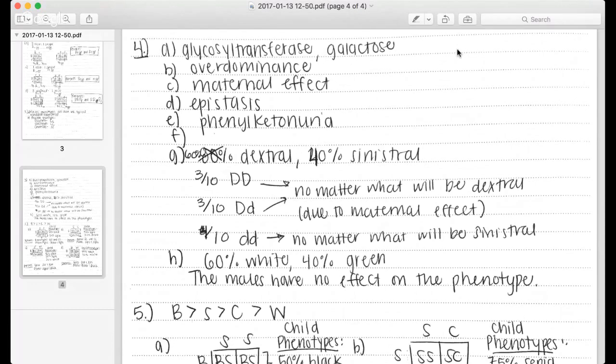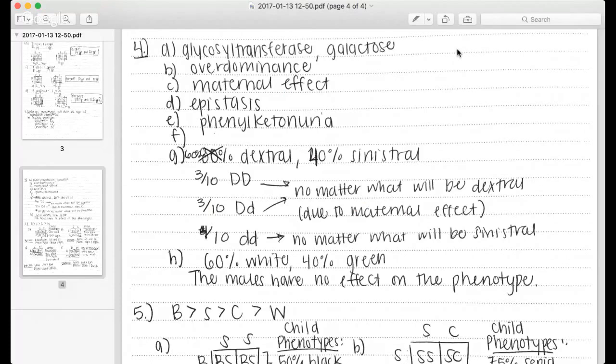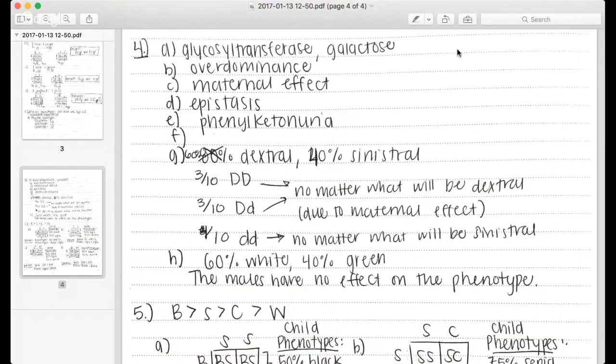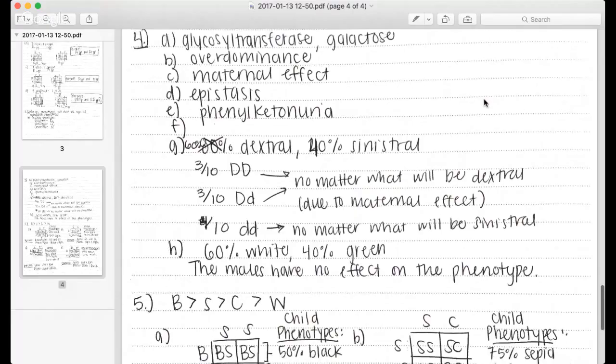So number 4, the enzyme encoded by the IA and IB alleles, I put glycosyltransferase. Do you agree with that? Mhm. And then the enzyme from that would be galactose. That's what glycolysis would be. Say that again. And you put galactose for the second one, right? Yep.